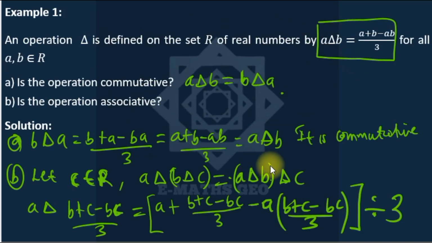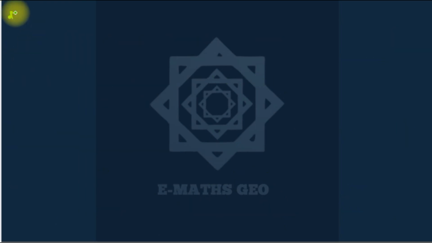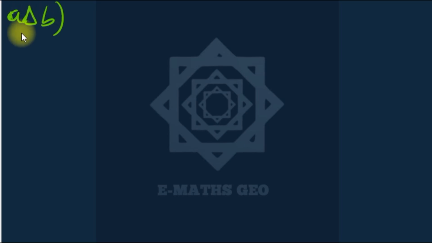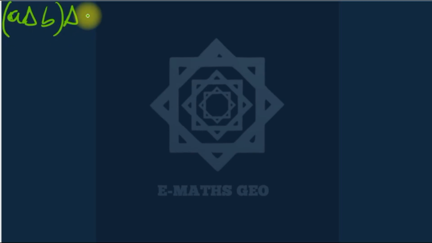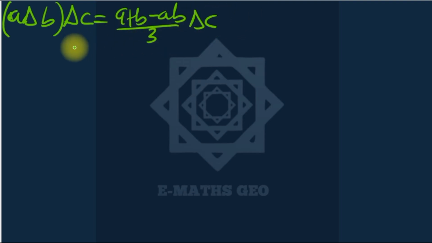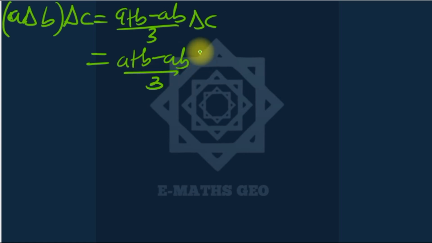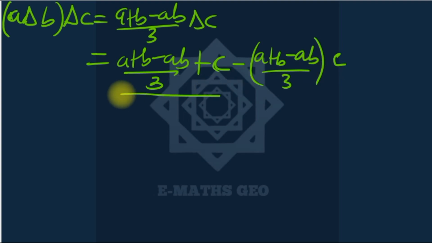The right hand side. We are doing a triangle b after triangle c, and we know that a triangle b is a plus b minus ab over 3, triangle c, which is equal to a plus b minus ab over 3 plus c minus a plus b minus ab over 3 times c, over 3.